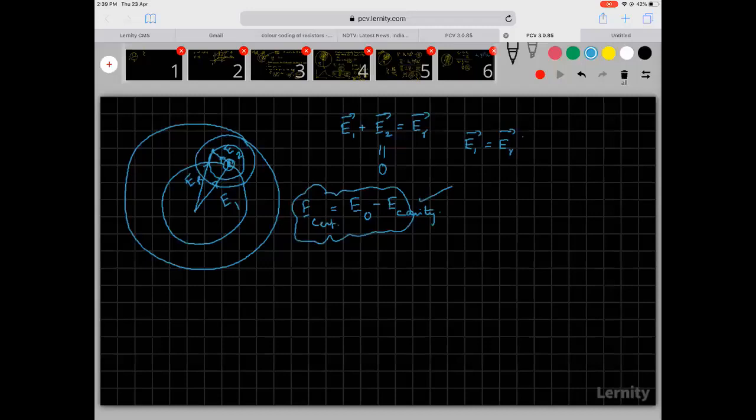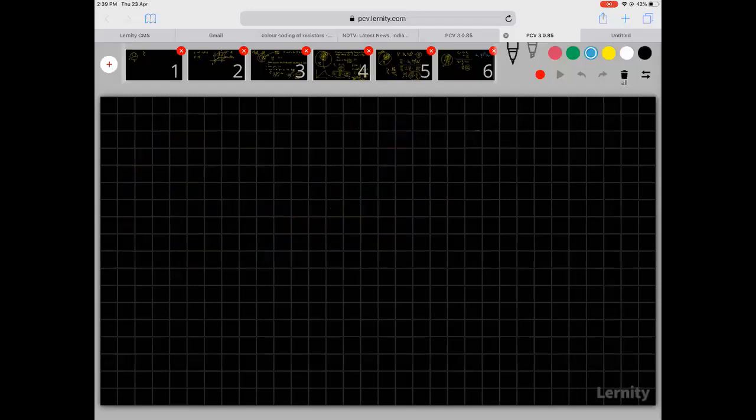Okay, now some students were asking me, sir, why are you taking a spherical Gaussian surface? Look, I am not taking a spherical Gaussian surface. I take my Gaussian surface every time depending on the geometry. My Gaussian surface should satisfy two points. One, that the electric field should be the same at all points on the Gaussian surface.